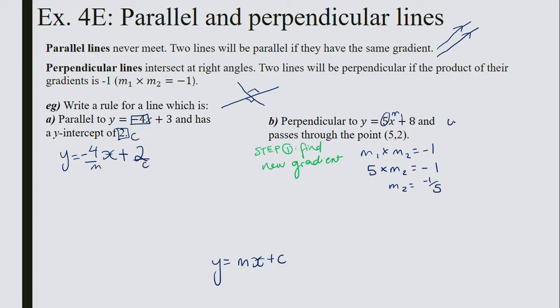So I'm just going to write a little rule up here. This is where I'm going to fill in my blanks, okay? That's where my M is going to go, which we've just found to be negative 1/5 x plus, and we don't know what c is yet, okay? So I'm just going to write a c for the moment, and I'll erase that later when I'm ready.